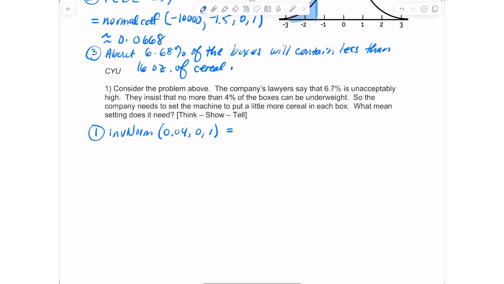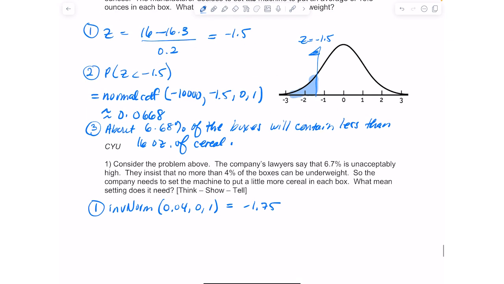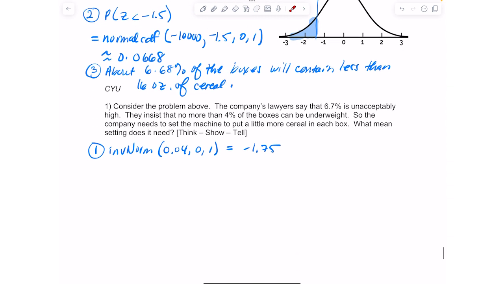So remember, that's your z-score, which makes sense because we know that 6.7% would have been a higher z-score, and we got negative 1.5 for that one. So now, with that information, remember what I'm looking for here is what mean setting the machine needs to be. So I'm looking for the mean. I have the z-score. I also have the weight of the cereal boxes, and I also know the standard deviation. So I'm going to plug that into my formula.